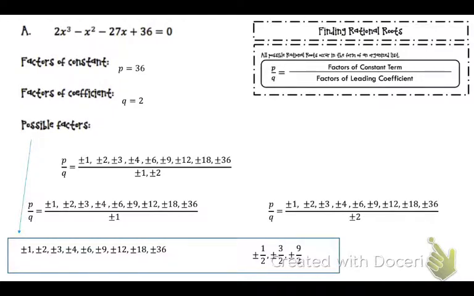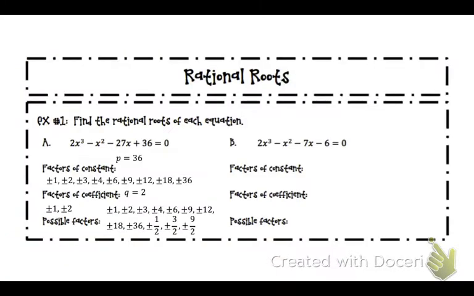Okay, it's kind of a lot. It's just really tedious. That's how you find the factors, though. Possible factors. Those aren't the factors. Those are possible factors. Okay?